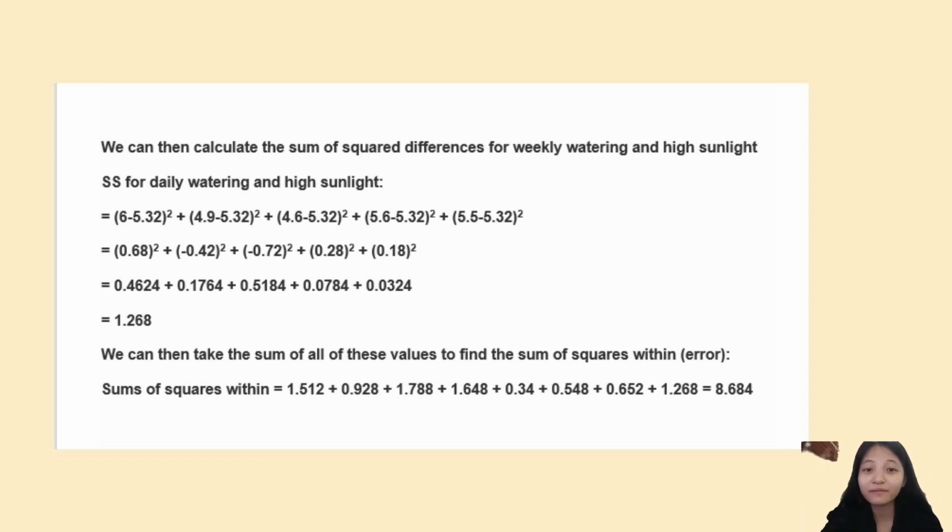Now that we have the sum of squares for factor A and factor B, we can then take the sum of these values to find the sum of squares within. So, sum of squares within equals 1.512 plus 0.928 plus 1.788 plus 1.648 plus 0.34 plus 0.548 plus 0.652 plus 1.268 equals 8.684. So, 8.684 is the sum of squares within.